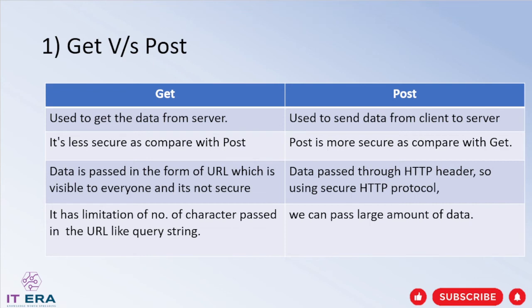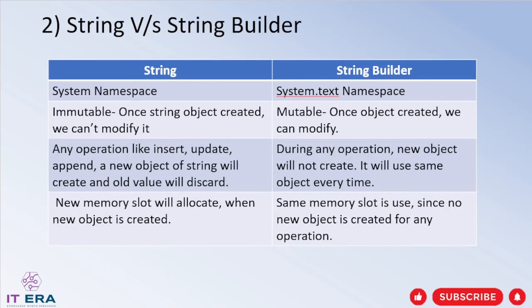Let's move to the next difference, that is string versus string builder. String belongs to the System namespace, whereas string builder belongs to the System.Text namespace. That means the complete functionality of the string builder is provided by the StringBuilder class, which is present in the System.Text namespace. Another difference is string is immutable. That means once a string object is created, we cannot modify it. But string builder is mutable as we can modify the object after creation also.